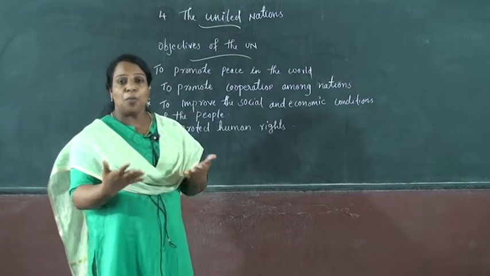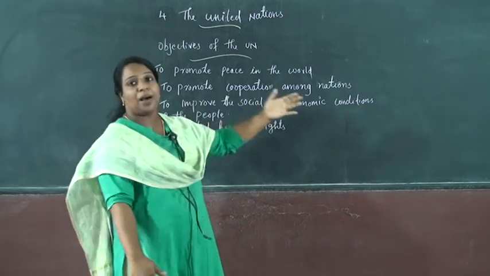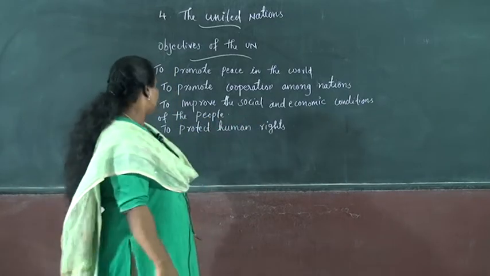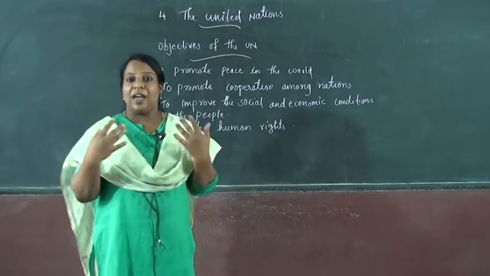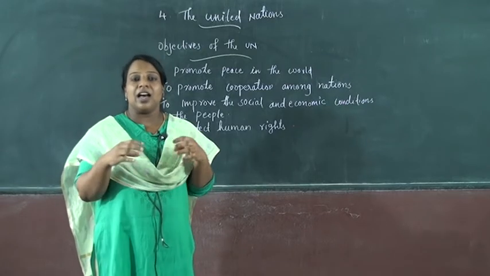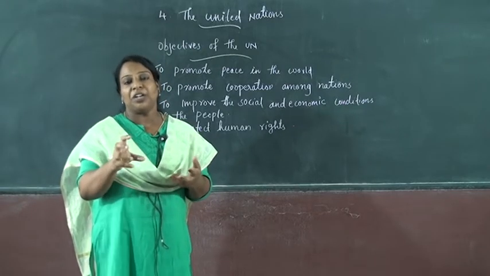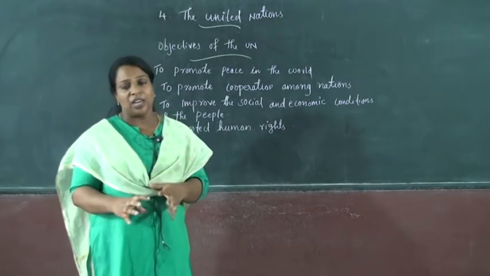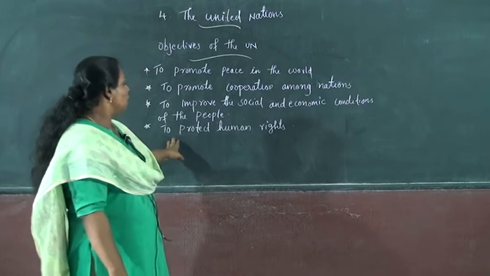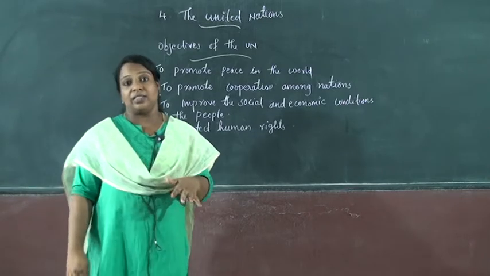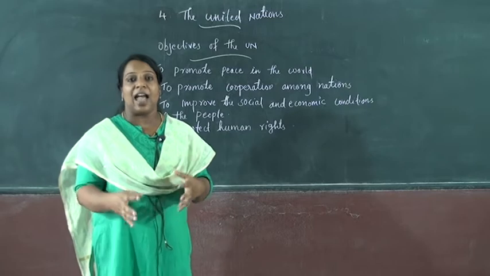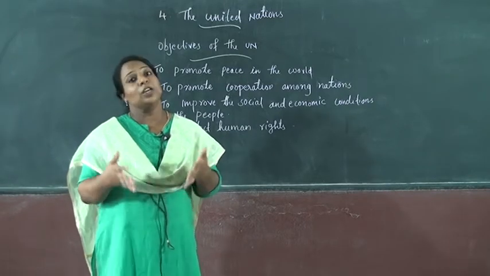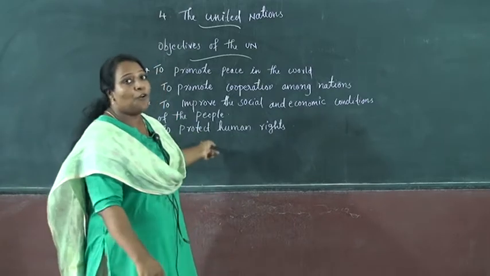So they promote cooperation among nations. Third point, to improve the social and economic condition of the people. So every nation gives importance to the social and economic condition of the people. Last point, to protect human rights. Everybody has their own rights, so they give more importance to protecting human rights. So these are the 4 objectives.